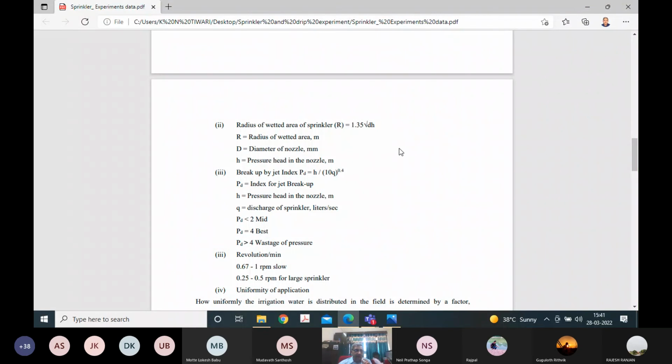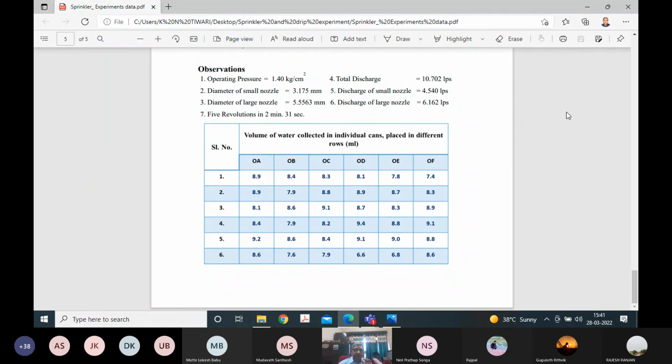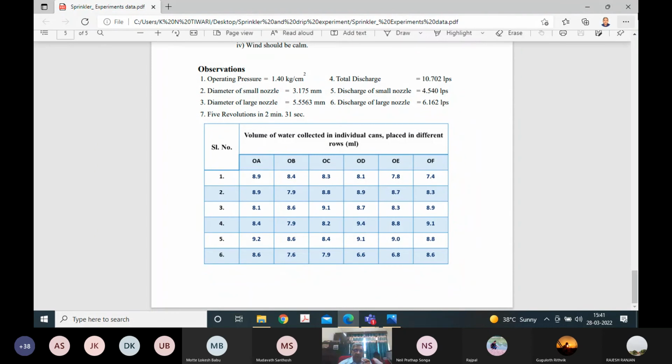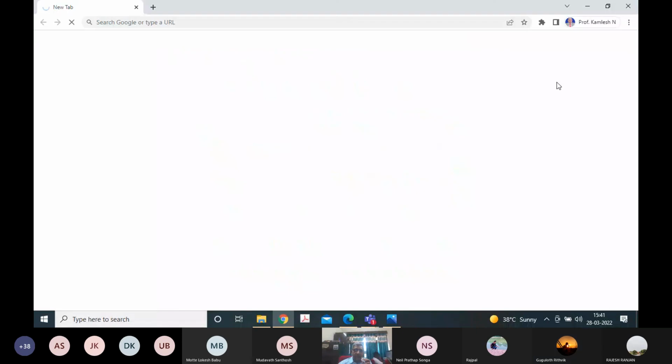Okay. So I will supply you this particular table and you submit this particular lab with all computations. Fine. Yes, sir. Fine. Okay.